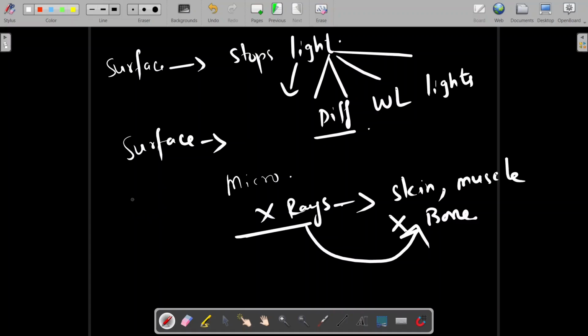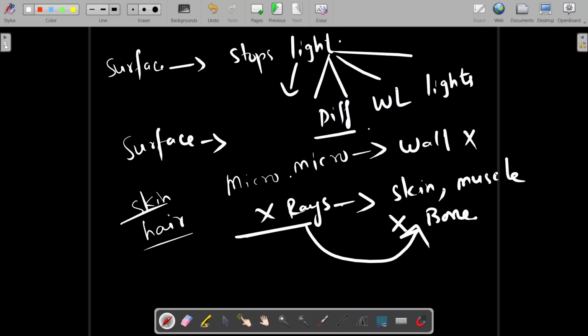But for normal light, just your skin or even your hair can be surface, because this chops normal visible spectrum light. But for microwaves, even a wall is not a surface. For radio waves also, even a wall is not the surface, because it can easily pass through. When it comes to microwaves there may be difficulty in passing, but radio waves can pass through walls, no problem. So for those things which stop the light, for that light it becomes surface, not for the other light.